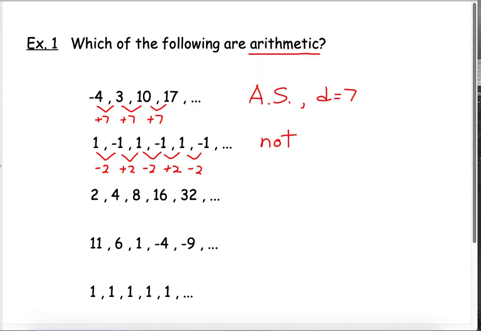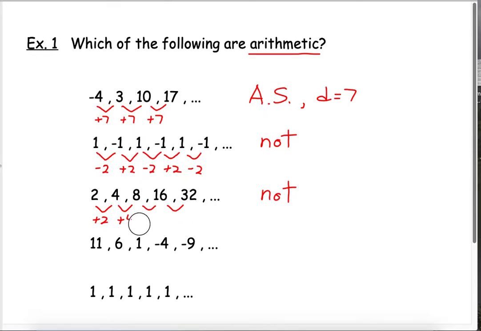How about the next one? 2 to 4, that's adding 2. 4 to 8, we're adding 4. Well, already we know this is a problem. 8 to 16, adding 8. 16 to 32, adding 16. So this is definitely not arithmetic. We're not adding the same amount each time.